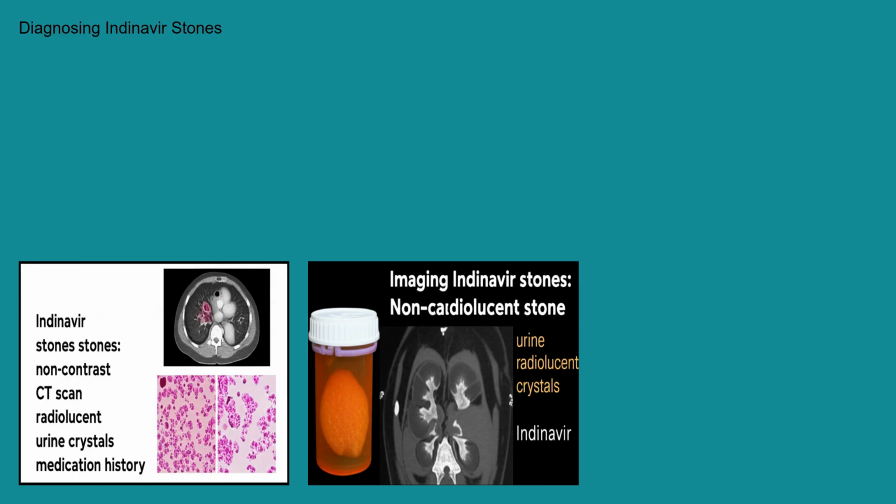Diagnosing Indinavir stones involves a combination of imaging and urine analysis. A non-contrast CT scan is typically the gold standard for identifying kidney stones, including those made of Indinavir. Indinavir stones are often radiolucent, meaning they are not easily seen on plain X-rays. Urine analysis can help identify the presence of Indinavir crystals, as well as assess for infection or other abnormalities. A thorough medication history is crucial to identify Indinavir use as a potential cause.